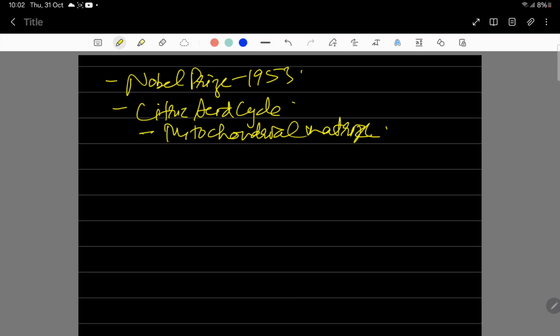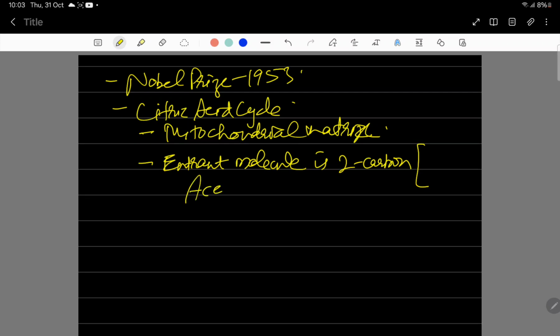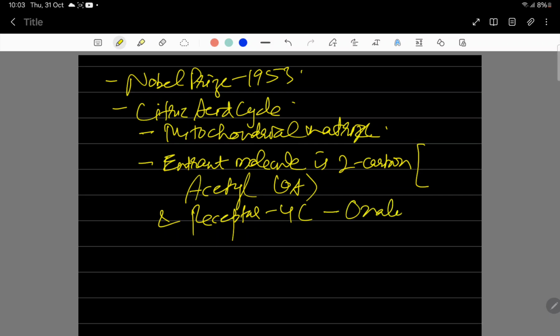So in Krebs cycle, the entrant molecule is 2 carbon, which we call acetyl coenzyme A, and the receptor molecule is 4 carbon, that is oxaloacetate.